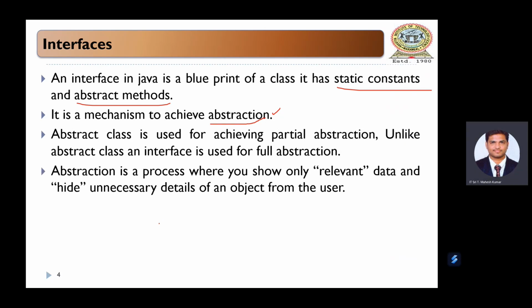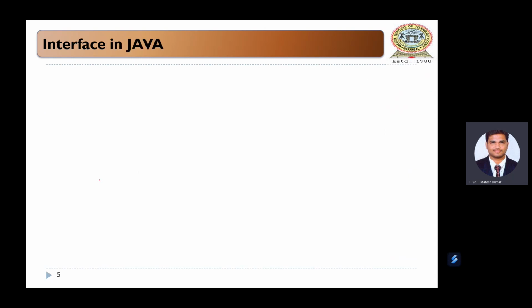So what do we mean by abstraction? It is a process where you show only the relevant data and hide unnecessary details. If you take any banking application, the person using it will see only the UI. He doesn't need to know exactly what algorithm or mechanism is used. That kind of thing we call abstraction.